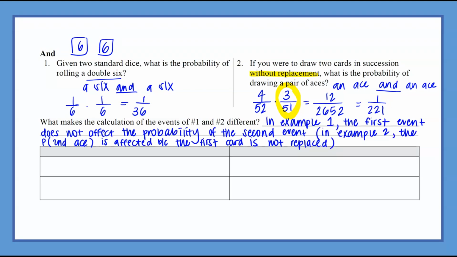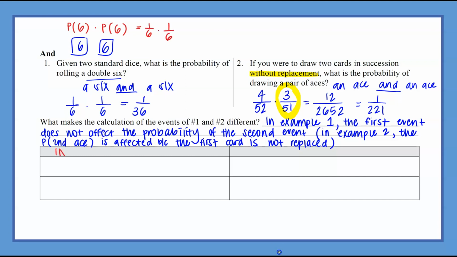Therefore, we have two different types of events. One is called an independent event and the other is called a dependent event. In independent events, the probability of A and B occurring is equal to the probability of A times the probability of B. The first example is an example of independent events because the probability of getting a 6 and the probability of getting another 6 are completely independent of one another. So it would be the probability of 6 times the probability of 6, which is equal to 1 out of 6 times 1 out of 6.